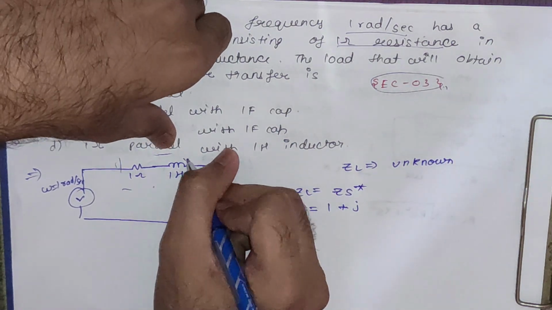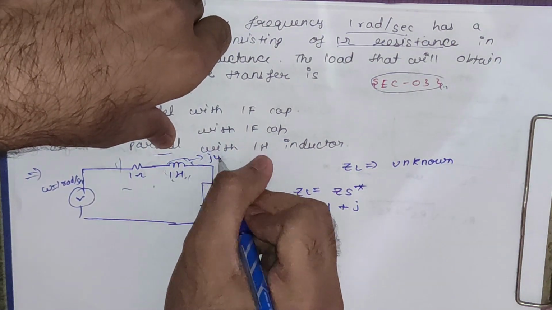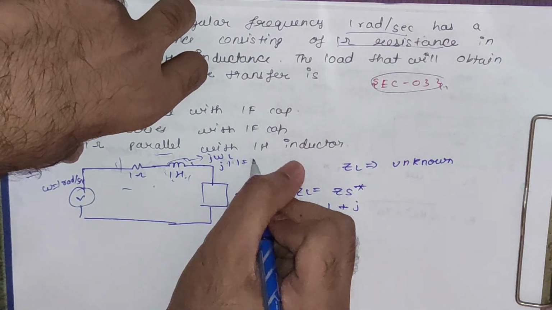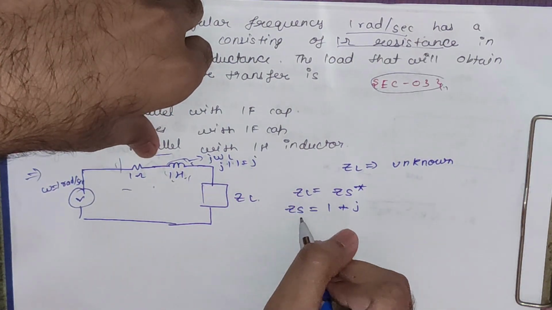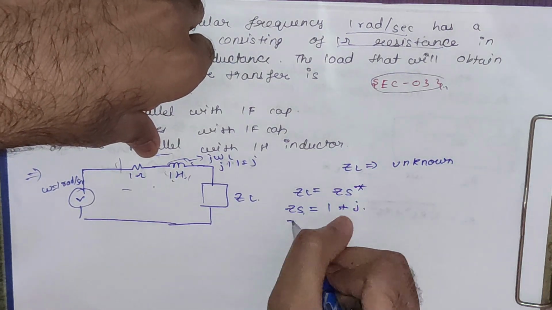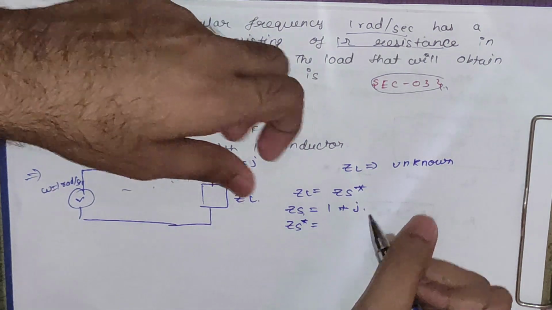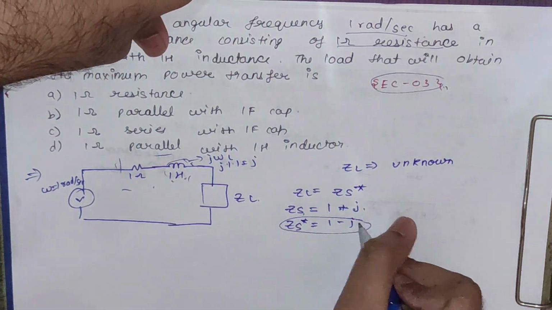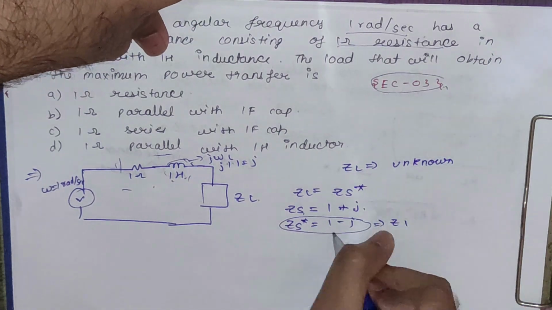As you can see, we can write this as j omega L. Omega is nothing but 1, so we will have j into 1 into 1, it is nothing but j. So in terms we can write ZS as 1 plus j. Okay, so ZS's conjugate will be nothing but replacing j with minus j, so it is 1 minus j. Okay, so we can say the value of ZL will be 1 minus j.